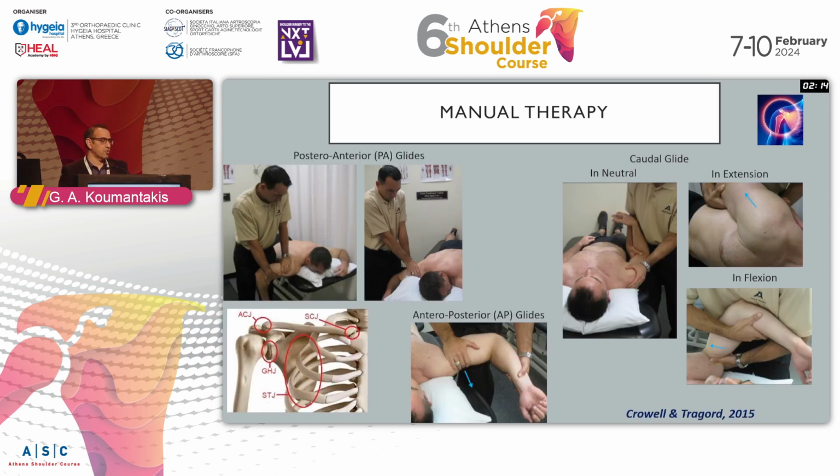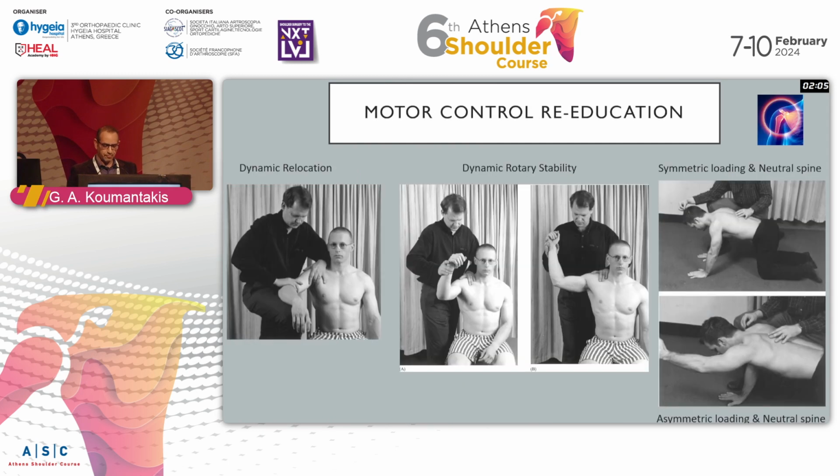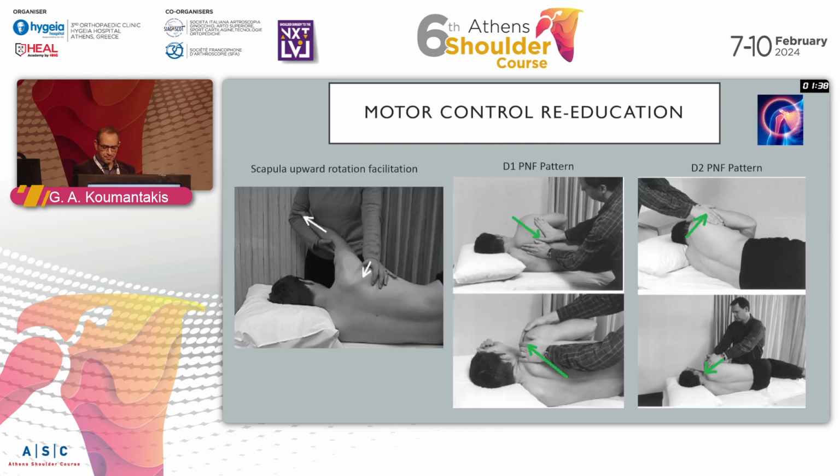There is manual therapy also, the idea being that if you improve the accessory movements of the joint, then you improve the range of motion and the pain. There's motor control re-education, from very fine motor control exercises that have to do with the distraction of the joint on the left, where the patient has to contract the rotator cuff and other stabilizing muscles to put the humerus head back in. The dynamic rotary stability, which those two are also tests, but they're also used for treatment. The symmetric and asymmetric loading of the joint. Motor pattern re-education of the scapula.